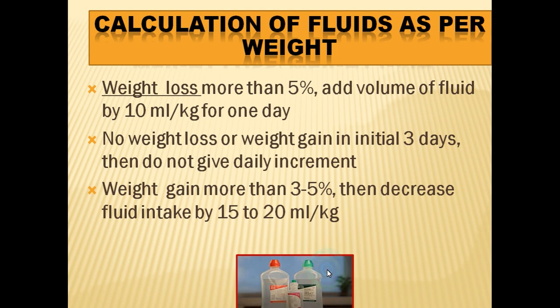Okay. Now is calculation of fluids as per weight of the child. Now weight loss more than 5%. If the weight loss is more than 5%, how to calculate 5%? 5 by 100 into the birth weight. Okay, or maybe on a day wise we can calculate. So 5 by 100 into weight of the child, and then we calculate it on a daily basis. Then only we can identify whether the baby is losing weight more than 5% or not.